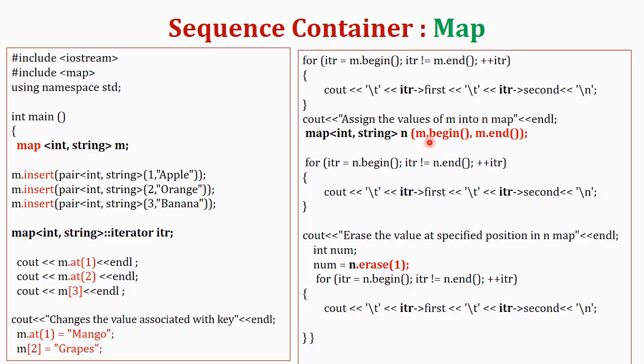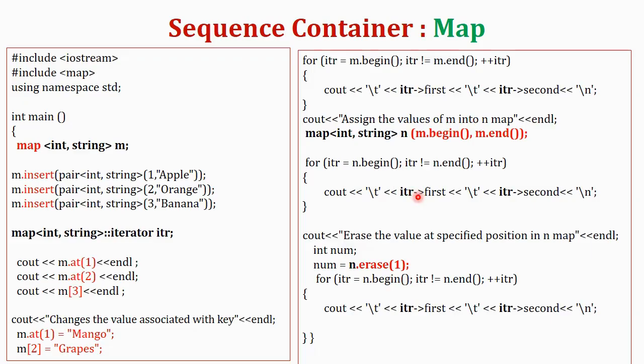Next we are going to assign the value m into n. So now we are going to copy the content from m.begin to m.end into n. So again we are calling the for loop. It will display the same value, right? Simply we are copying the content of m into n.